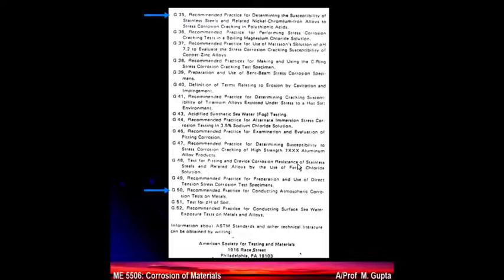And then you have the recommended practice for conducting atmospheric corrosion tests of metals. It's a very general type of test which you can use for practically any kind of metal. So these are some of the examples. Now, how do we choose the corrosion testing methods? You have so many options: ASTM standards, NACE standards, MIL standards, and so on and so forth.